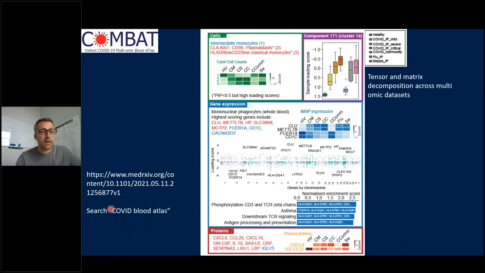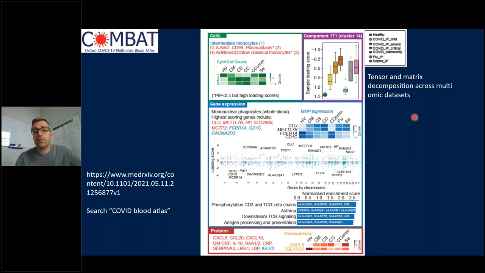When you go on medRxiv and search for COVID blood atlas, you will see the paper. It's a vast amount of work, a huge paper that is still in review. I think it will take quite some time to review this data. And this is really just one little output, one example, and you can really go and look at the paper for much more of this, and about how we try to integrate the data.